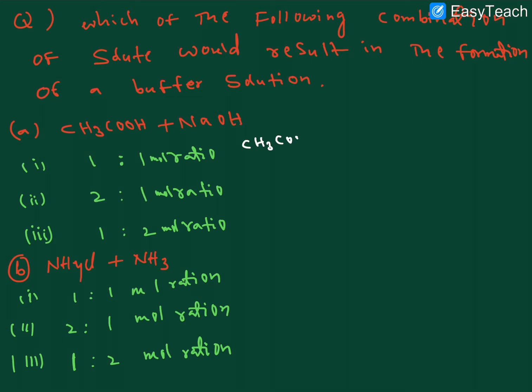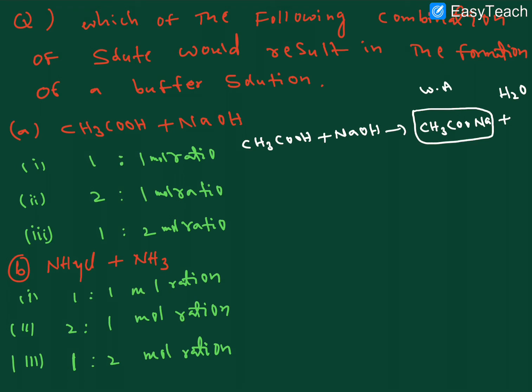So here acetic acid is 1 mole, right? At the same time NaOH is 1 mole, and what is formed here? Sodium acetate plus water is formed here, right? Only sodium acetate is there, but the weak acid must be there, then only an acidic buffer solution is possible. So here the weak acid is not there, only sodium acetate is there. So the 1:1 ratio is not a buffer solution. So this is not a buffer solution.